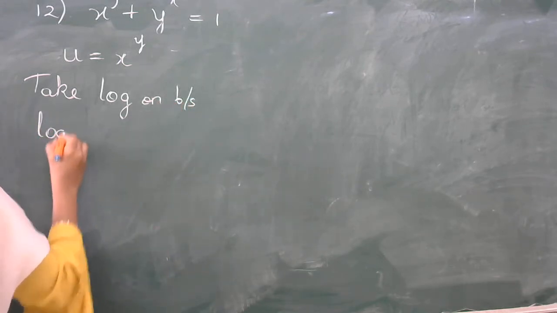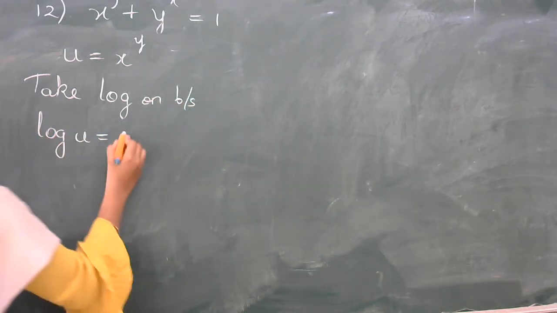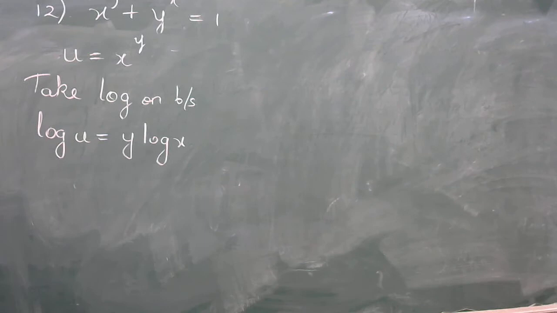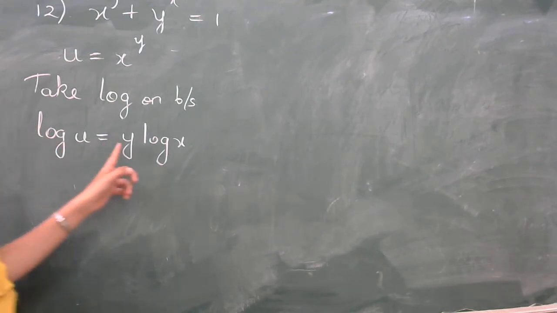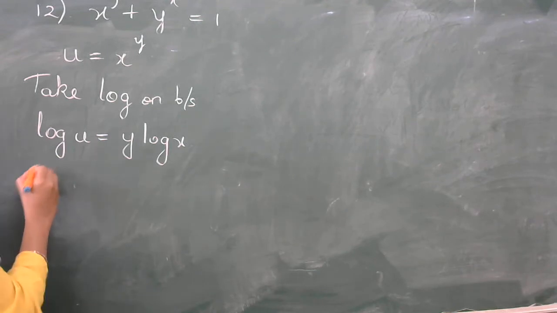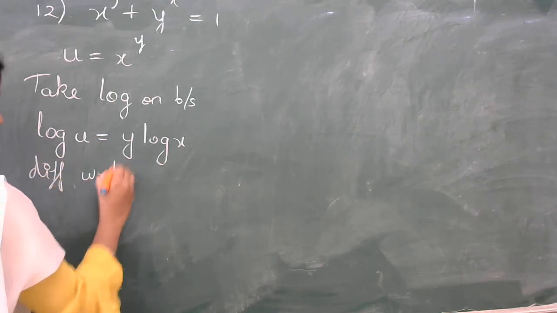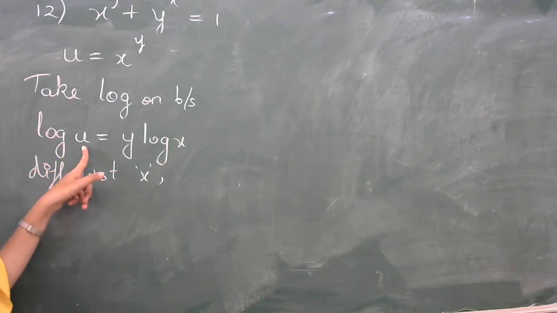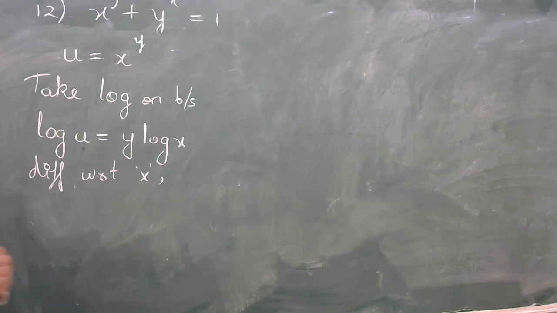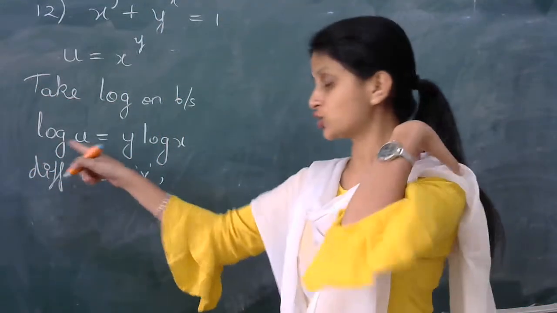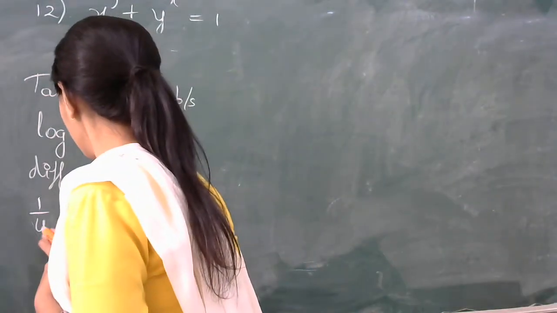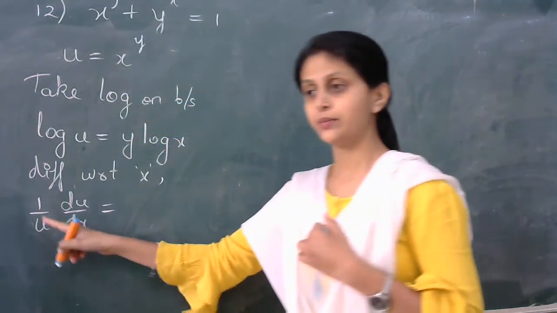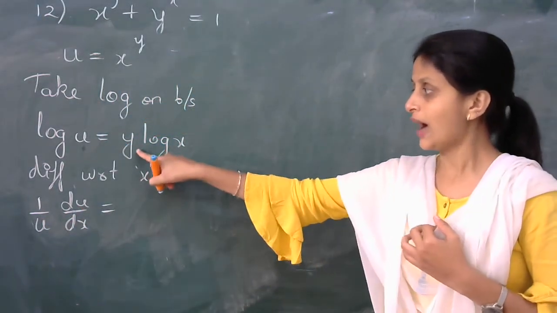If you take log on both sides, what you will get? log u is equal to y log x. This exponent will come to the left hand side. Now let us differentiate with respect to x. Observe here students, it is in terms of u, you are differentiating with respect to x. So what is the differentiation of log u? It is 1 by u into du by dx is equal to y into log x.